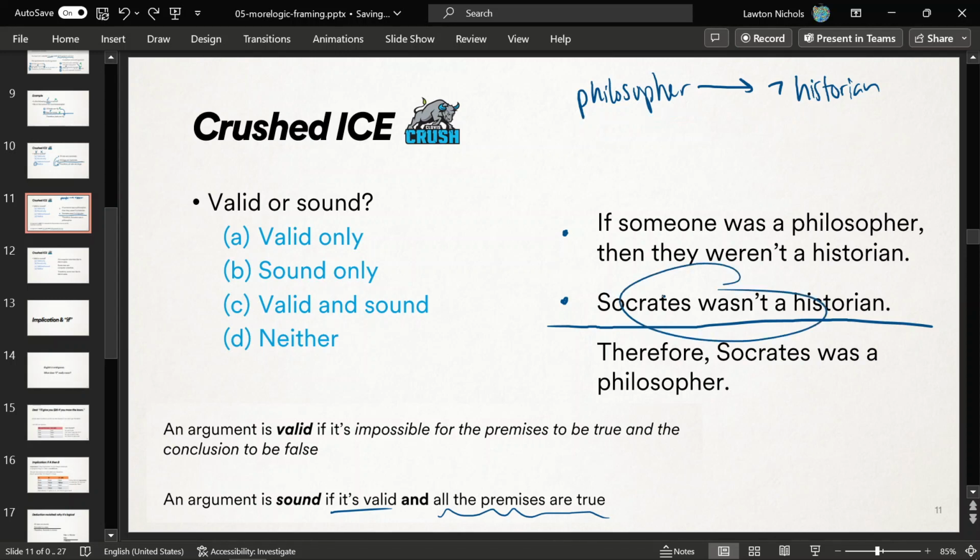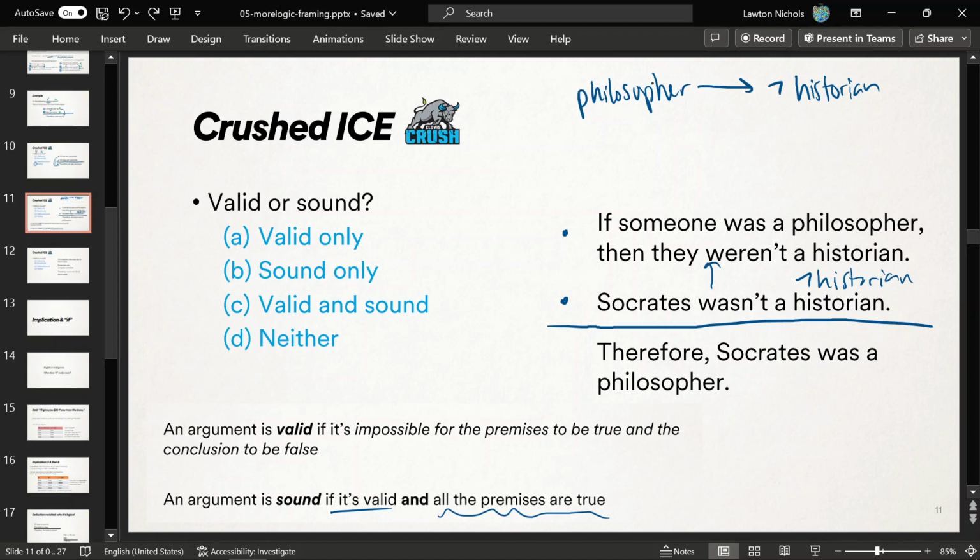And then we have this one. Socrates wasn't a historian. So we know that somebody was not a historian. The question for validity is, can you plug this into this and get out the fact that they were a philosopher? Some of us thought yes. This was kind of tricky, and the real answer is no. This is an invalid argument because of the direction of this arrow.